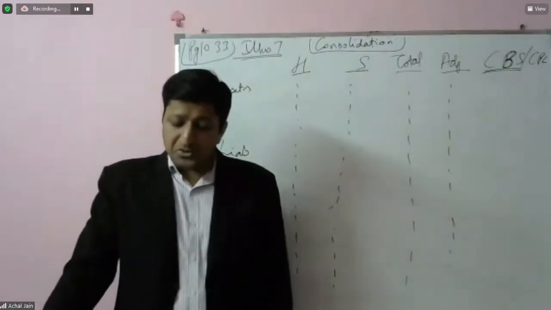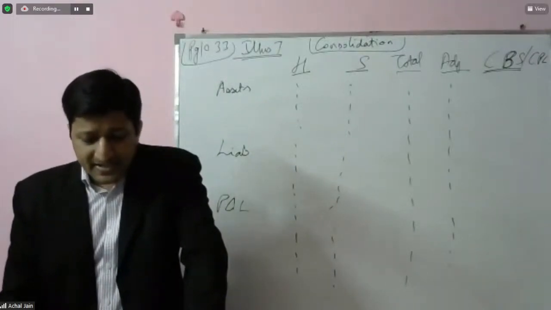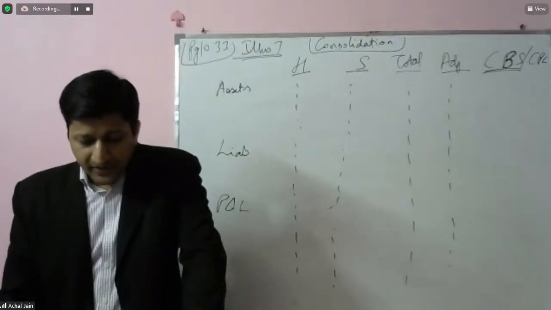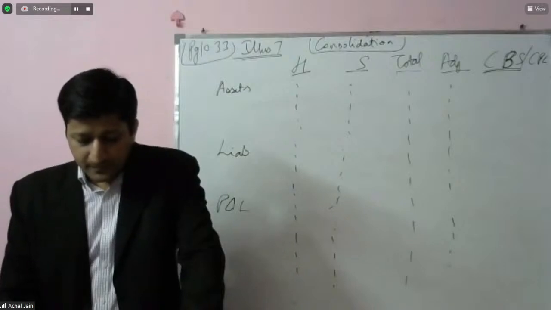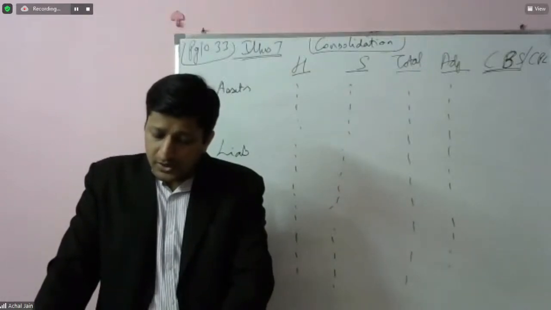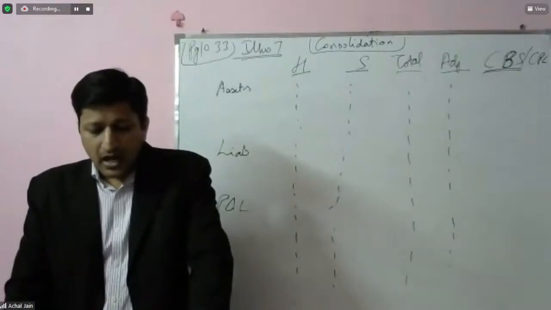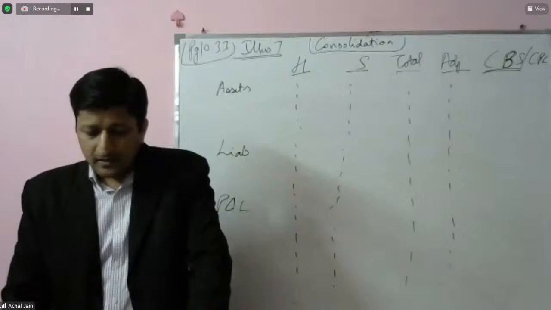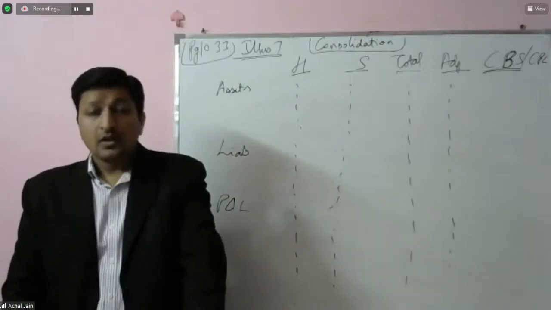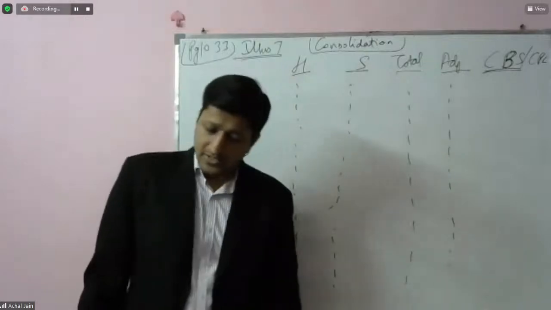Now, what is the first thing we need to compute? First thing will be to understand if there is any minority in this. If you look at S Limited, it has got 25,000 shares, out of which 20,000 are held by H. So the percentage shareholding of H, the holding company, is 80%. So let's get on to this computation.